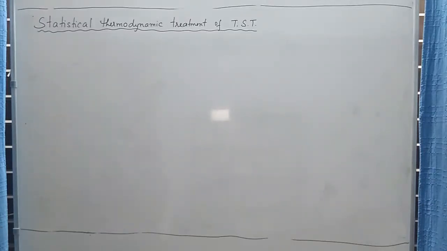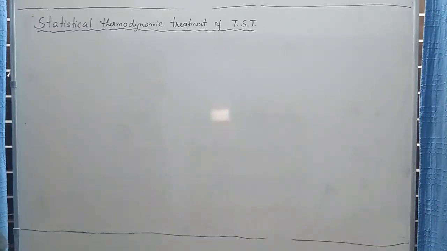As I told you in the previous video, there are two ways of formulating transition state theory. One is the statistical thermodynamic treatment, where the rate constant of a reaction is expressed in terms of the partition function. You all know that the partition function is a very important quantity in statistical thermodynamics. The other treatment uses thermodynamic quantities such as entropy, enthalpy and free energy, which is called the classical thermodynamic treatment of transition state theory.